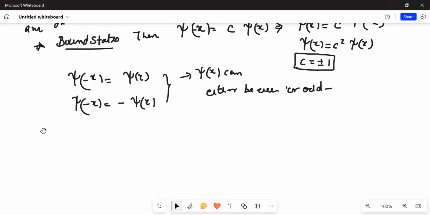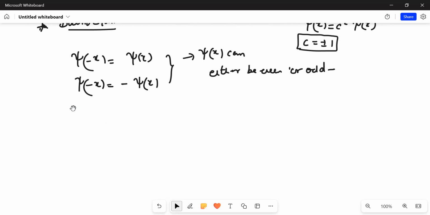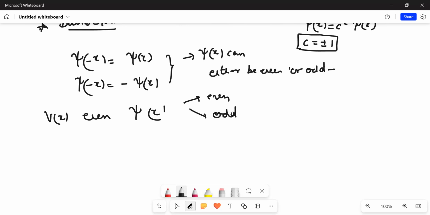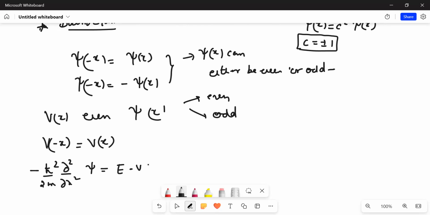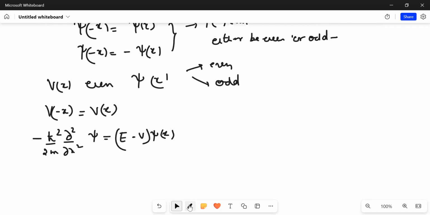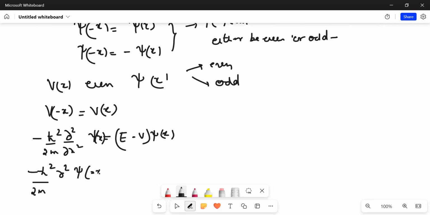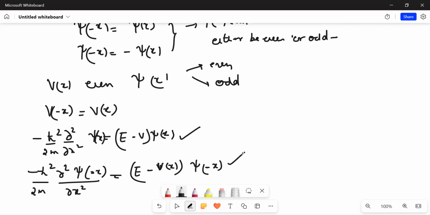Now, if it is not bound states, in general, what is true? That if potential V(x) is given to us as an even function, then psi(x) can either be even or odd. Just think about this. Clearly, if V(x) is even, then V of minus x should be equal to V of x. Now the equation with x replaced by minus x reads minus h-bar squared upon twice m del squared psi of minus x plus V of x psi of minus x equals E psi of minus x. So clearly I know that psi of x is a solution, and psi of minus x is also a solution.